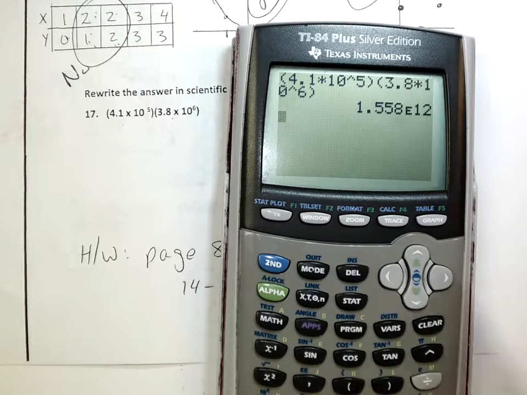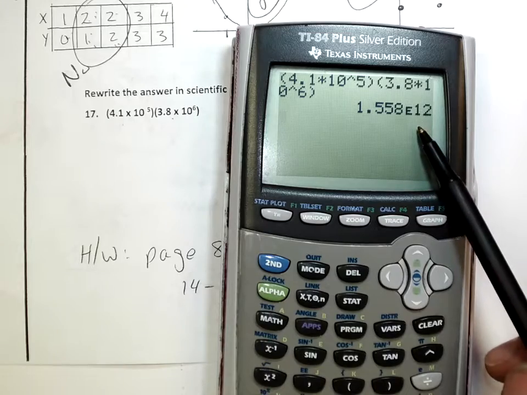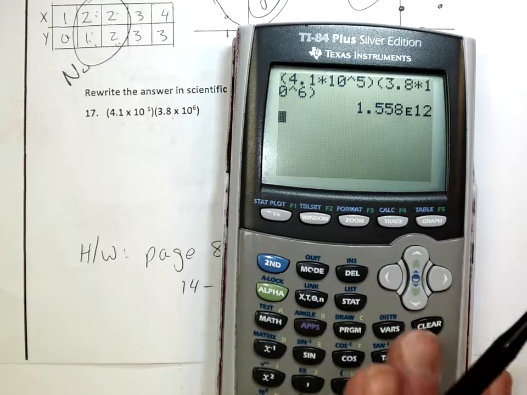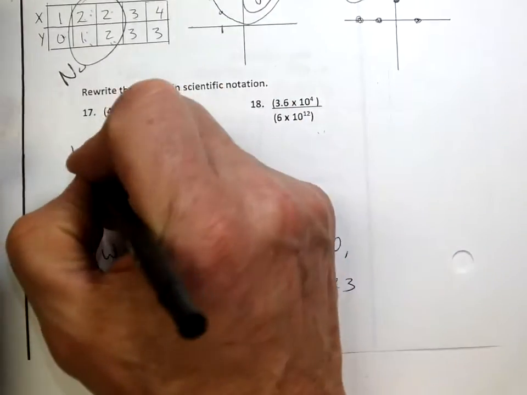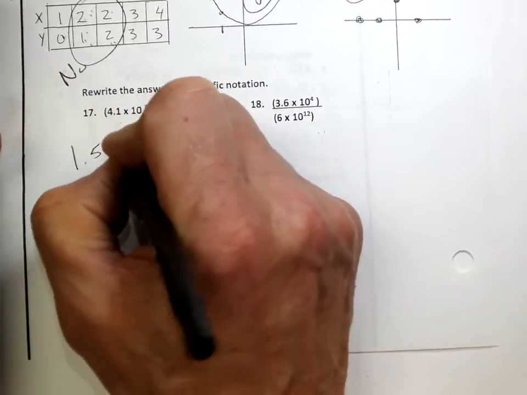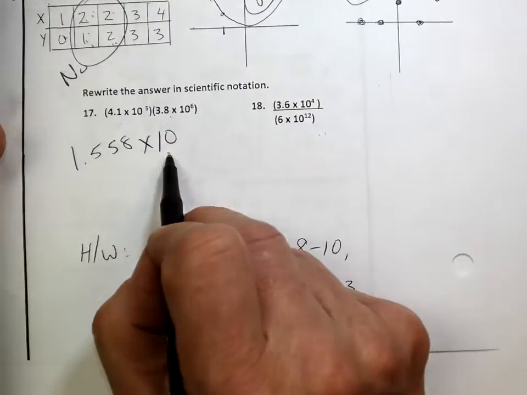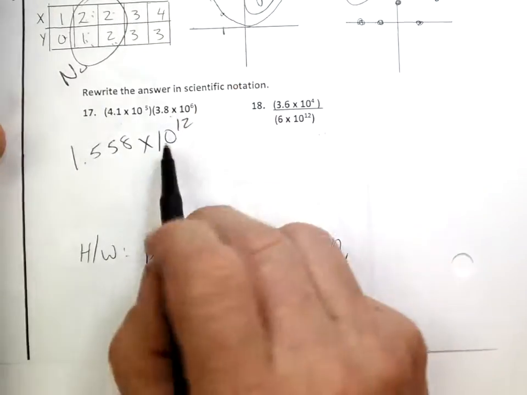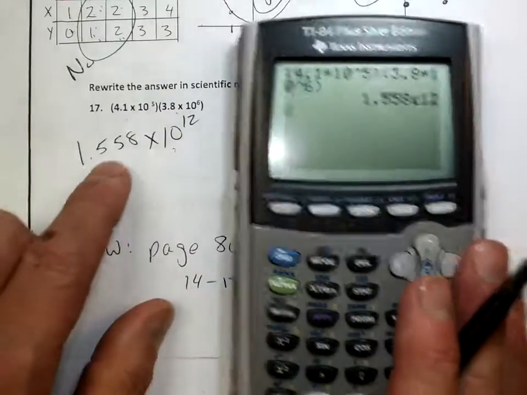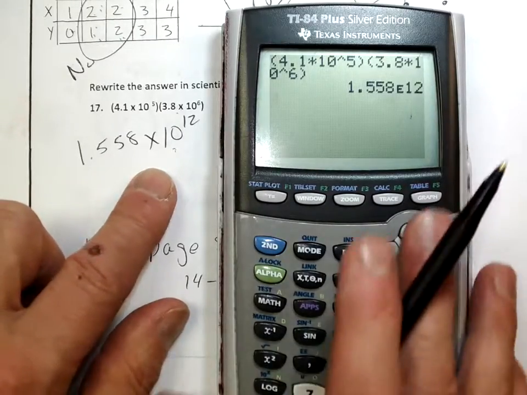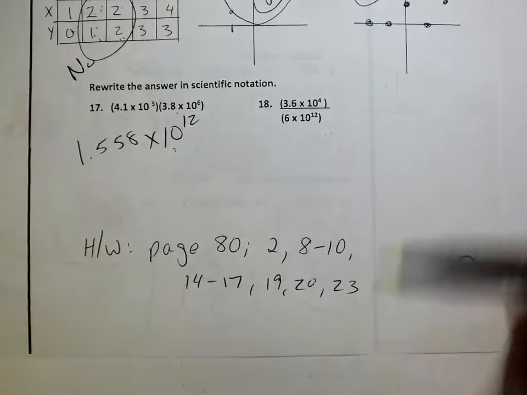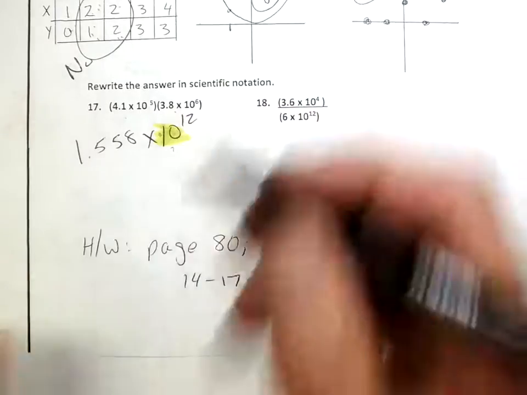Now what does that mean? E12. What does this E12 mean? Yeah. So it's going to be 1.558. Nice job, Angel. So my answer is going to be 1.558. You must put times 10. Don't forget the 10 to the 12th. Don't forget the 10, because the E means, like Angel said, that's my exponents, times 10. The calculator does not write the 10, does it?